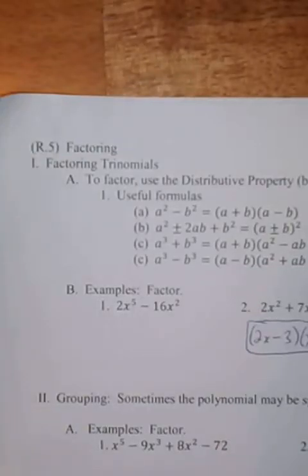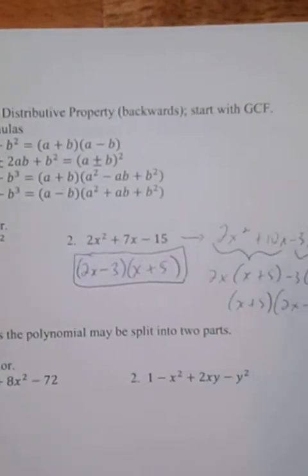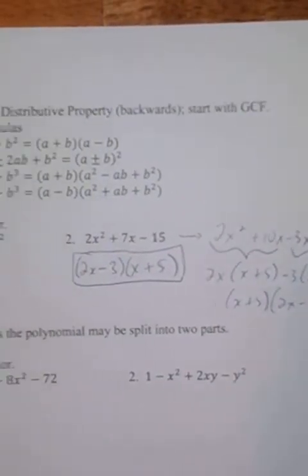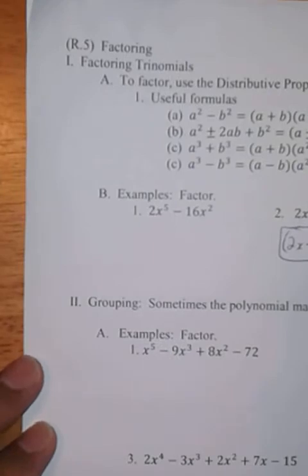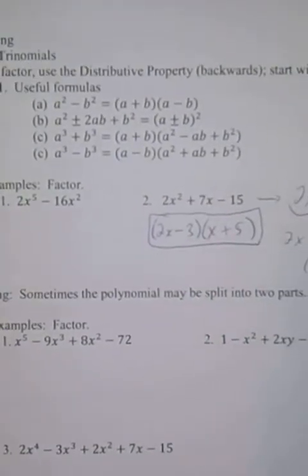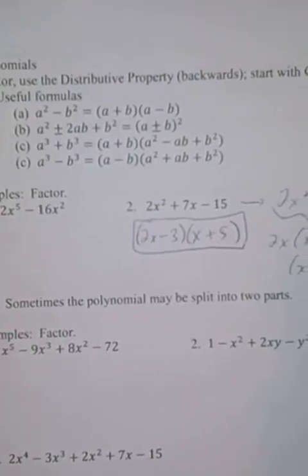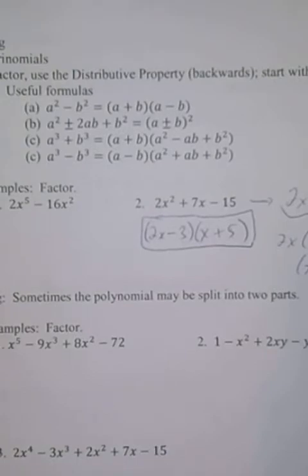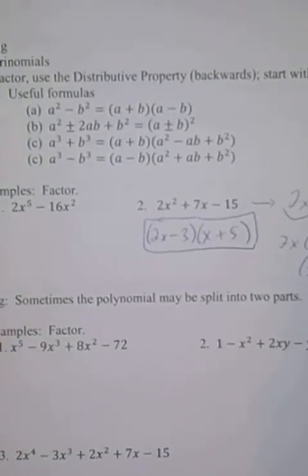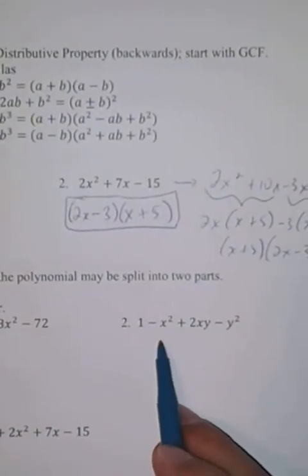All right, so we continue with section R5 factoring, and we got through that factoring problem. We're on part 2, grouping. Sometimes the polynomial may be split into 2 parts. So we're going to look at how that can happen, and notice this will require that you have familiarity with these things, and then it becomes easy. Otherwise, it does not. All right, so let's try number 2 here, and how would we split this up?